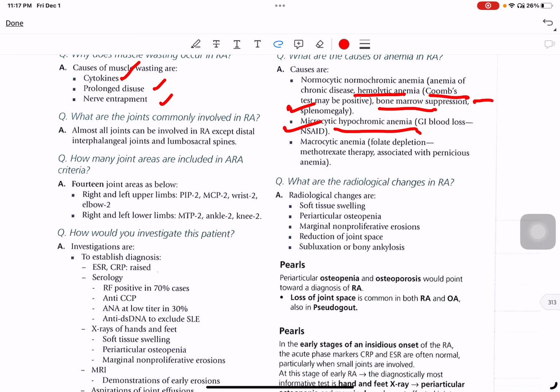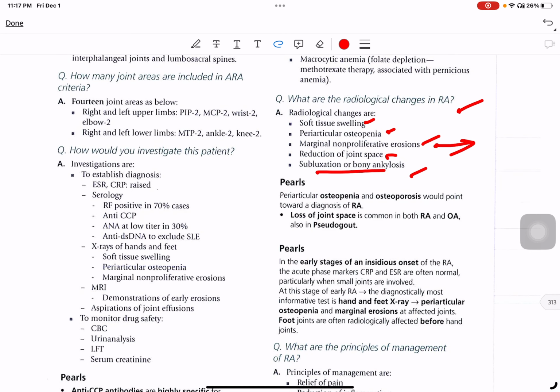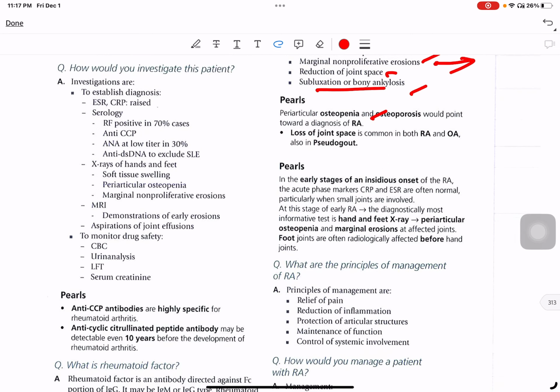What are the radiological features in rheumatoid arthritis? Soft tissue swelling, periarticular osteopenia, marginal non-proliferative erosion. Proliferative erosion occurs in psoriasis. Reduction of joint space, subluxation, and bony ankylosis in the advanced stage. Periarticular osteoporosis and osteopenia would indicate the diagnosis of rheumatoid arthritis. Loss of joint space may occur in osteoarthritis, also in pseudogout.